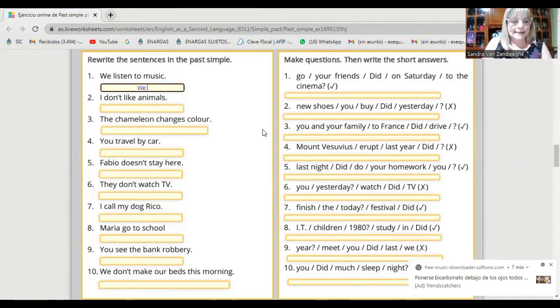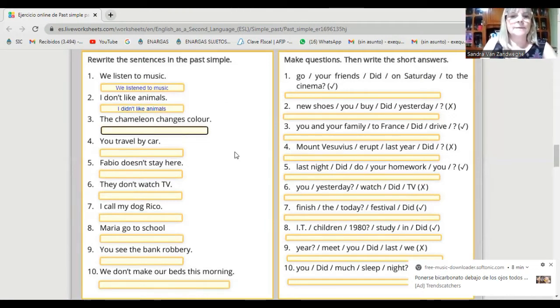Bueno, acá directamente es oración afirmativa. Listen es un verbo regular. Listen to music. Vamos a la segunda. Están en presente simple. I don't like animals. Si la paso en el pasado simple, I didn't like animals. The chameleon changes color. Okay, the chameleon changed its color.